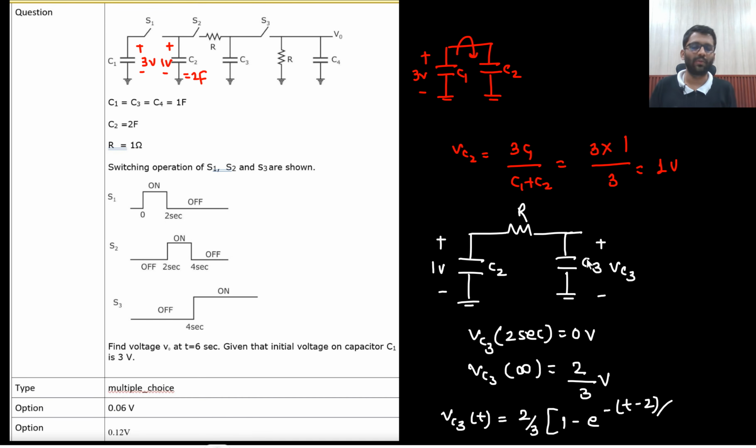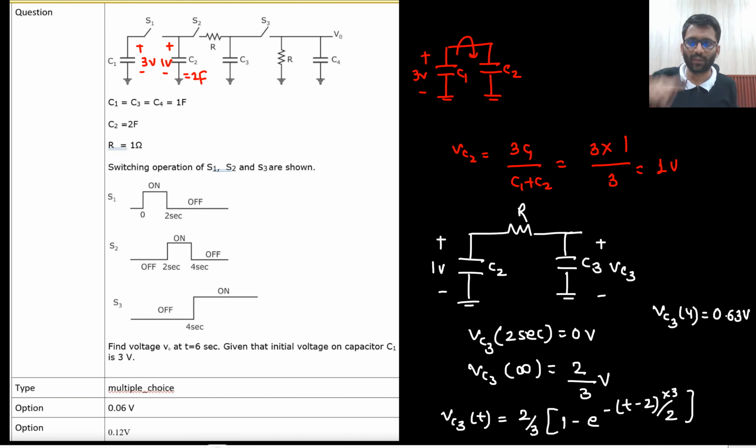And what will be the tau? Tau will be this C2 and C3 are coming in series, and then there is a resistance R. C2 and C3 are coming in series. That would be 2 by 3. So tau would be 2 by 3. So let's find VC3 at 4 seconds. What will be your VC3 at 4 seconds? Let me calculate it. So this is coming out to be 0.63 volt.